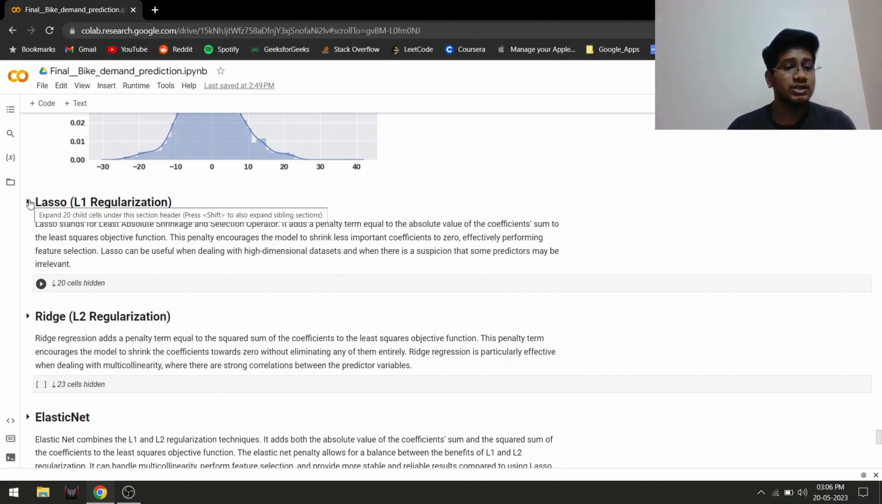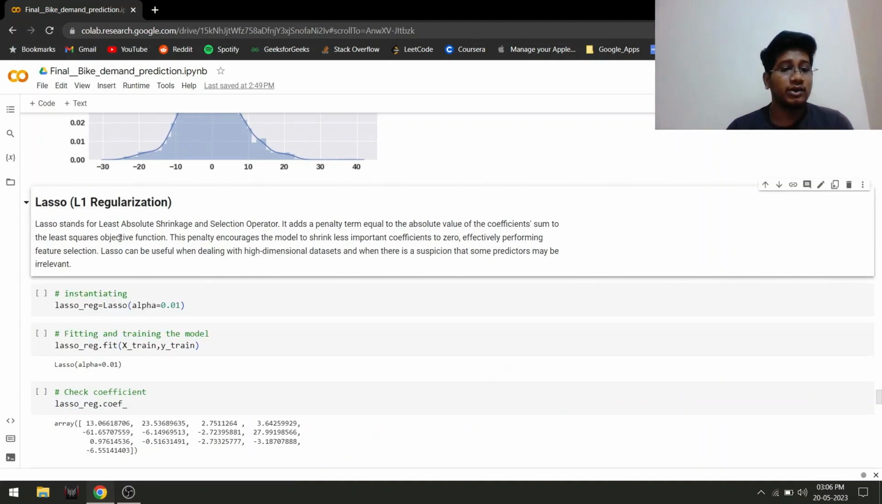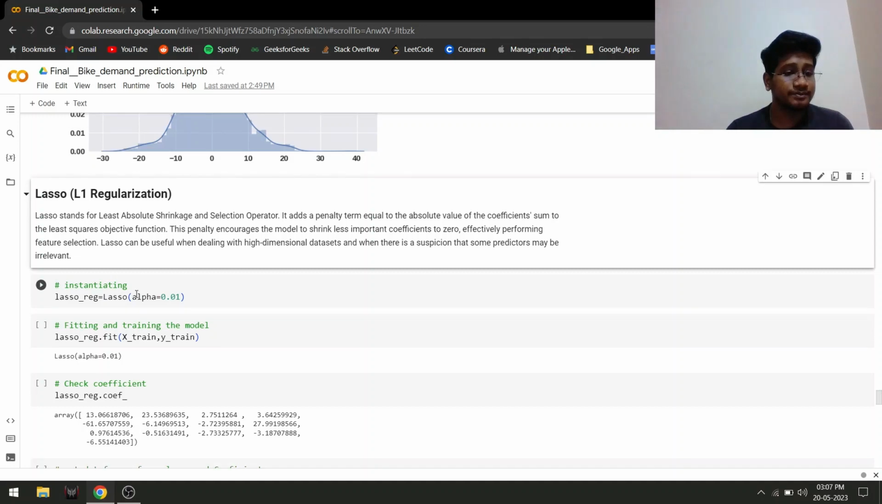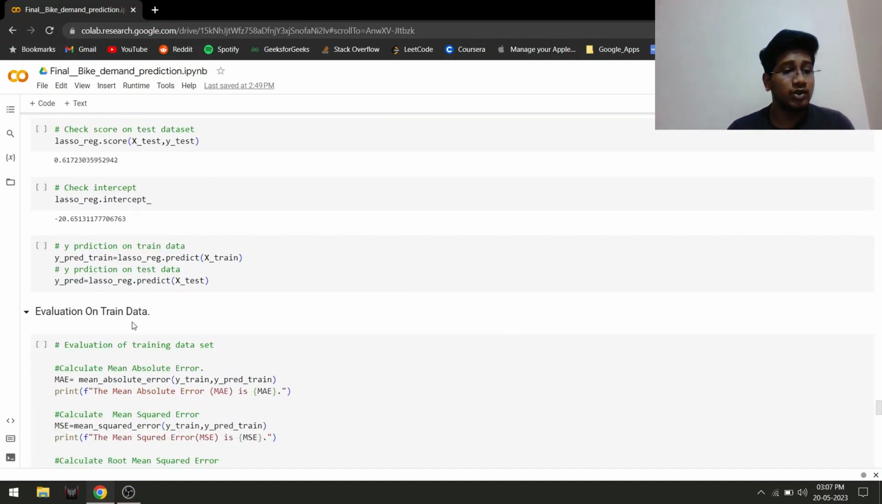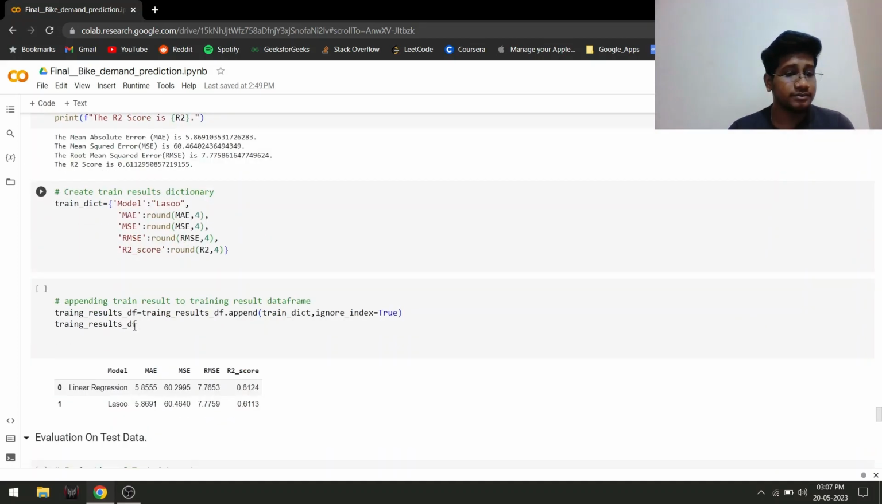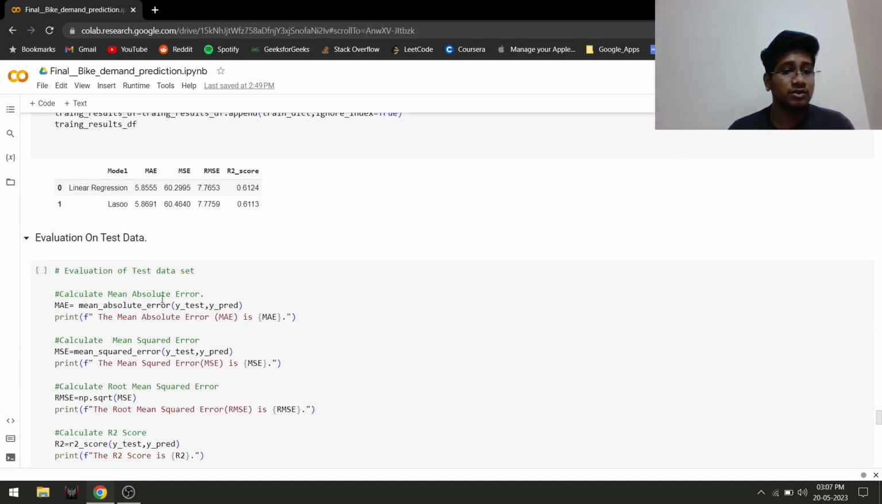Lasso, that is L1 regularization. It also stands for least absolute shrinkage and selection operator. It adds a penalty term equal to the sum of the absolute values of the coefficients to the least squares objective function. The penalty encourages the model to shrink less impactful coefficients to 0, effectively performing feature selection. So we will start with lasso. Here we will do an evaluation on train data and evaluation of test data.